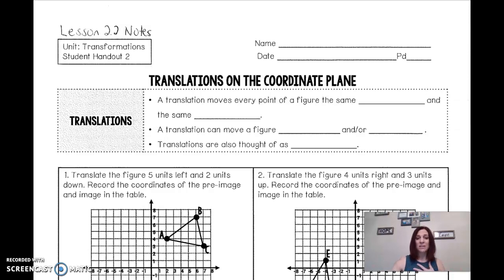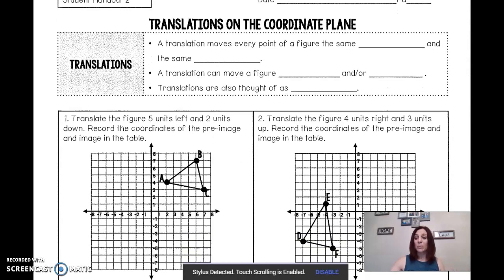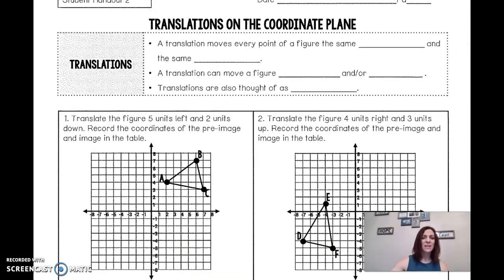Okay, so our focus today is on translations, and we're going to do it thinking in the coordinate plane, right? Our x and y axis. It says a translation moves every point of a figure the same what and the same what. Okay, so in our power standards, remember I've told you to think of it as you're moving the points, the vertices. Not that you just have to necessarily move the entire figure, but if you move the vertices, the points, that kind of takes care of itself.